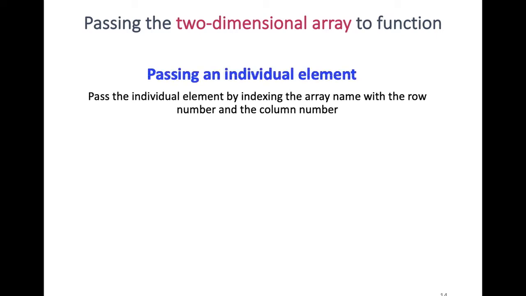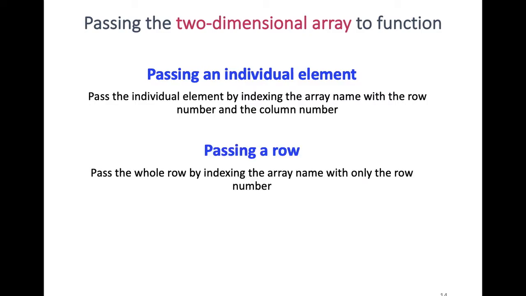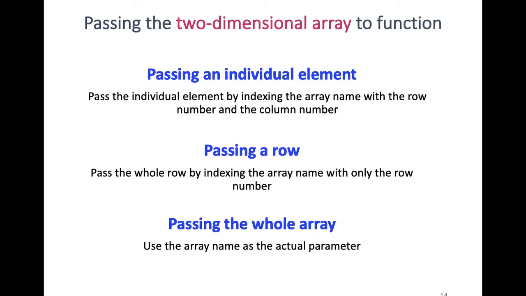And in terms of two-dimensional array, to pass the two-dimensional array to a function, there are three methods. The first one is to pass the individual element. In this case, we need to specify the index number for row and the index number for columns. The second method is passing a row. In two-dimensional array, you can pass the whole row. Here you need to specify the index number for the row. And the last one is to pass the whole array. So this is pass the whole array as an actual parameter.